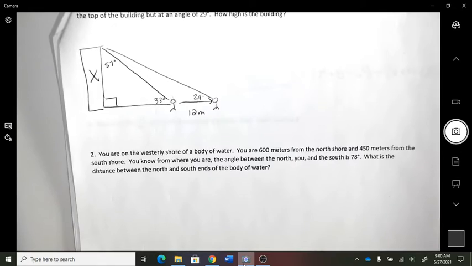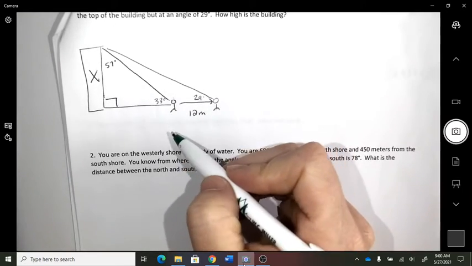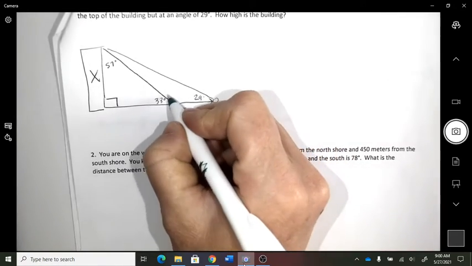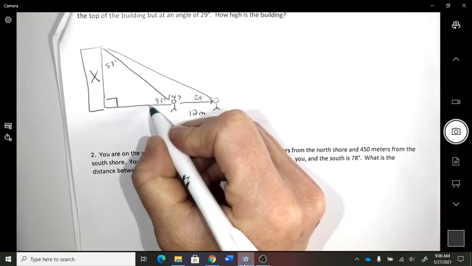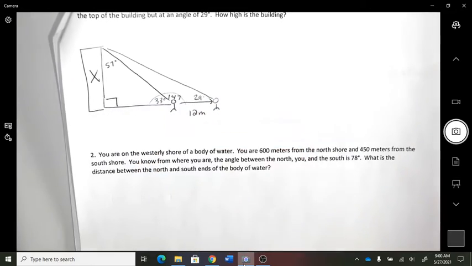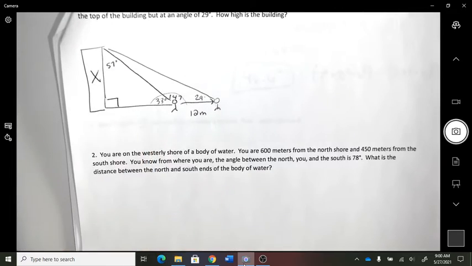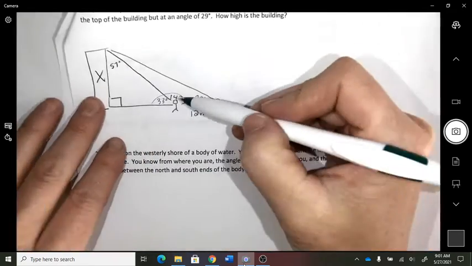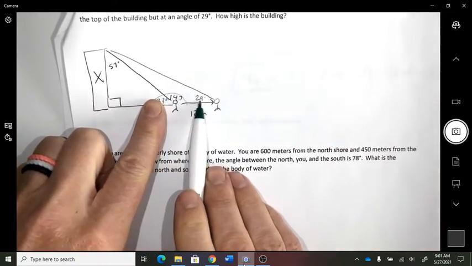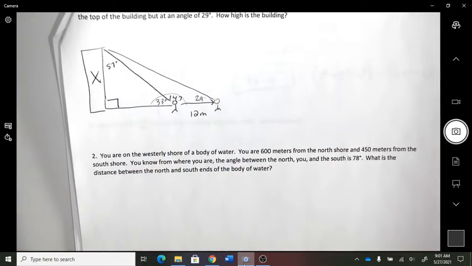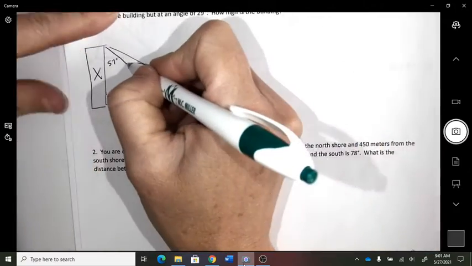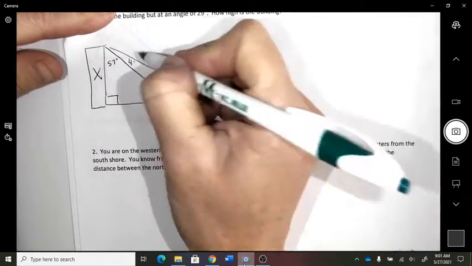What else do you think you can get? This is 147 because those 2 are supplementary, which means they add up to 180 together because they form a whole straight line. And now you can get this small angle at the top because this 147, 29, and how much more to make 180? Is it 4 degrees?